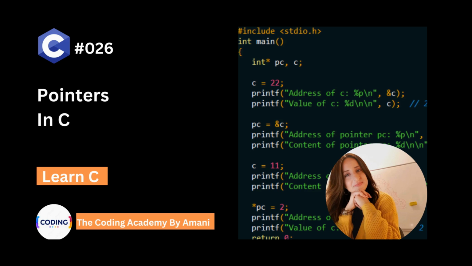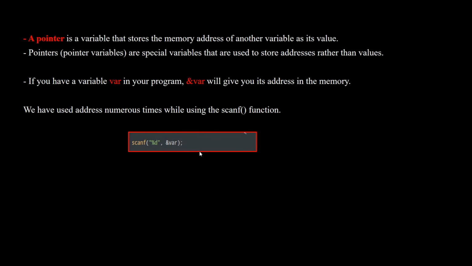In this video we will learn something very important in C, which is pointer. So what is a pointer? A pointer is a variable that stores the memory address of another variable as its value. Pointers are special variables that are used to store addresses rather than values. If you have, for example, a variable var in your program, the address of var will give you its address in the memory of your computer.